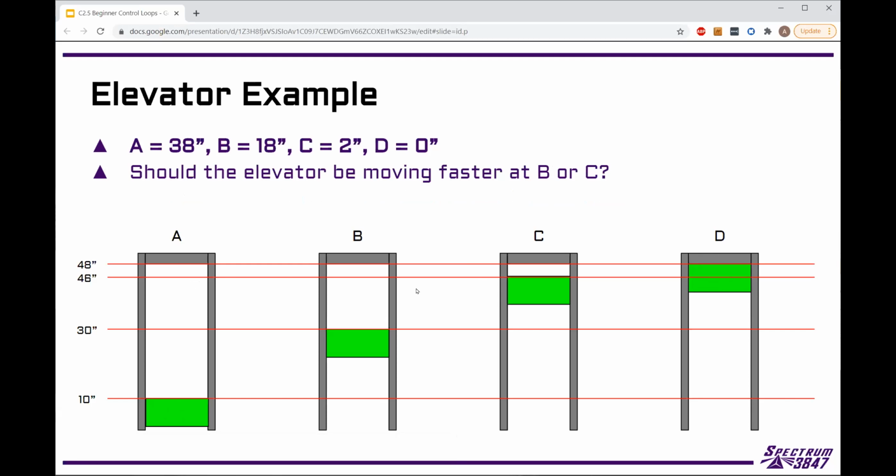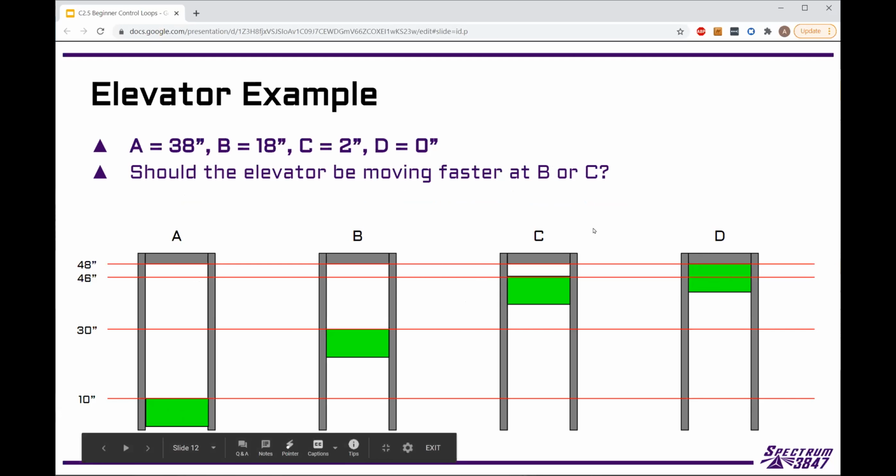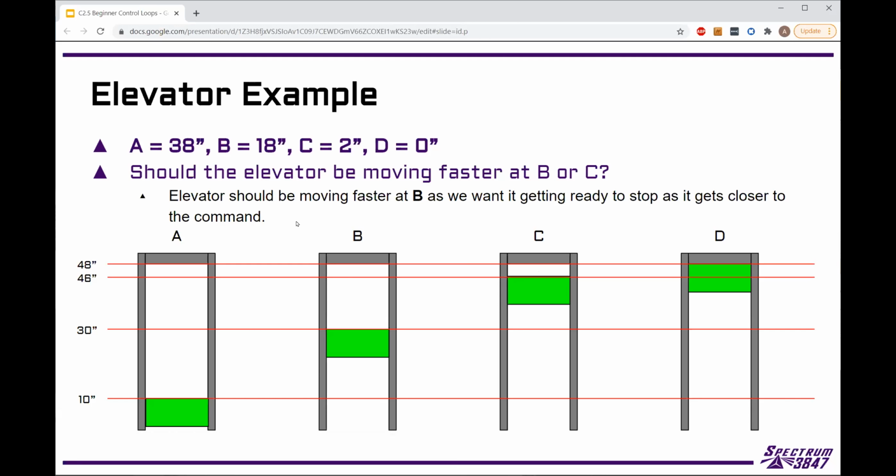Similar question, but a little bit trickier. Should the elevator be moving faster at time B or time C? So here we do have to think a little bit, but it's the same reasoning. The elevator should be moving faster at B because it still has about half of its travel left to go. But at C, it should be slowing down because ideally we're trying to get it ready to stop by the time it gets to D, right? It's only 2 inches away. If it's moving at full speed here, it's very likely going to go past it or run into this bar really hard if it can't go anywhere.